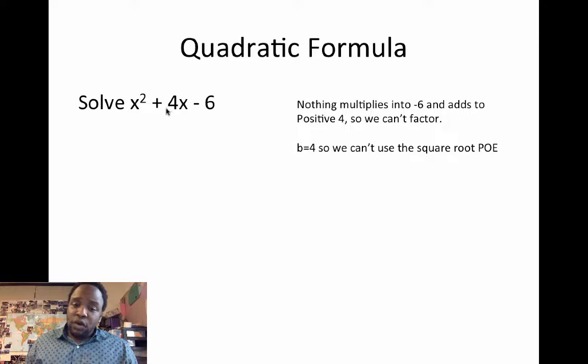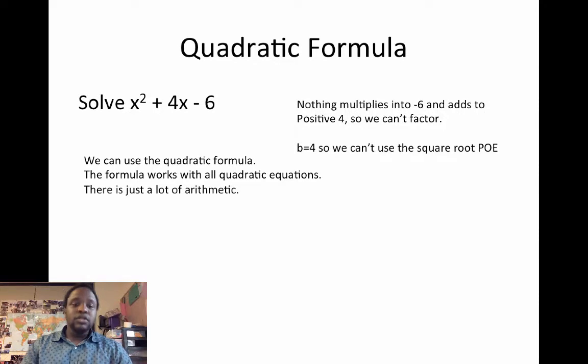B equals 4, so we can't use the square root property of equality because we need b to equal 0 in order to do that. So we're going to use the quadratic formula. This quadratic formula works with everything. The downside is that it does take some time and there's a lot of arithmetic involved.